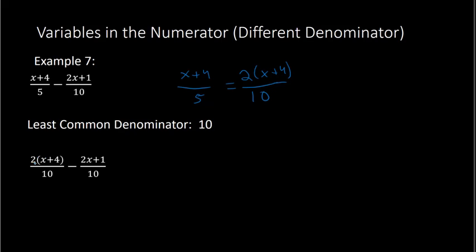Now here I would like to distribute the 2 because eventually I'm going to be combining with the other fraction. So we have 2 times x plus 2 times 4, which gives me 2x plus 8.